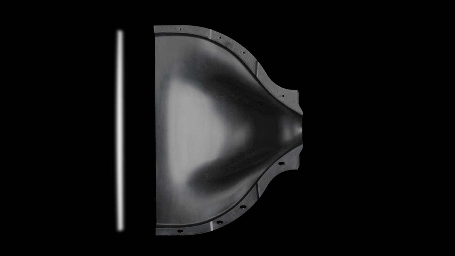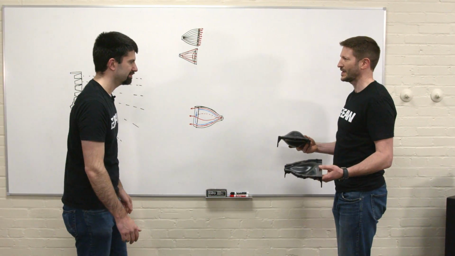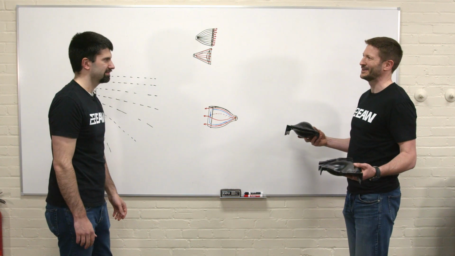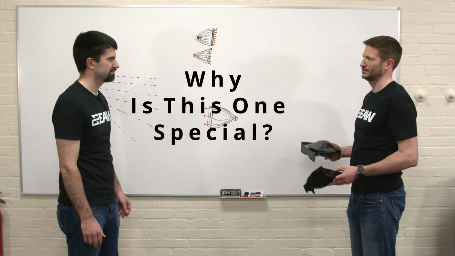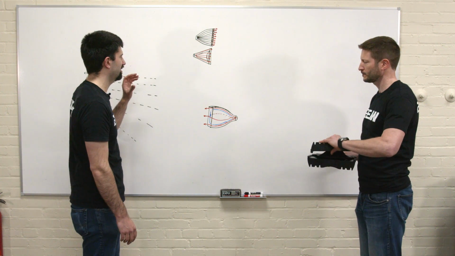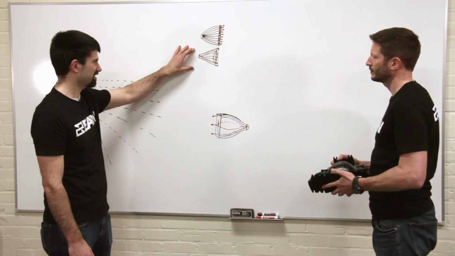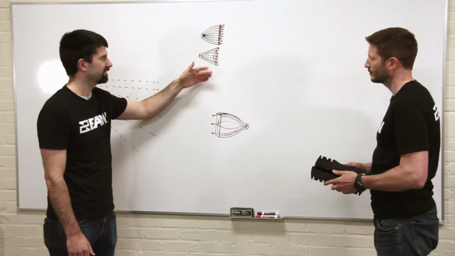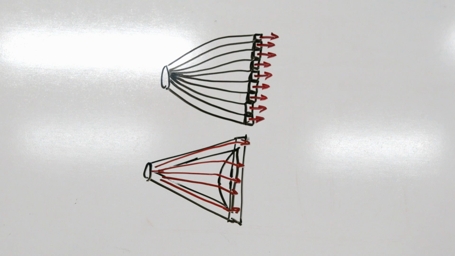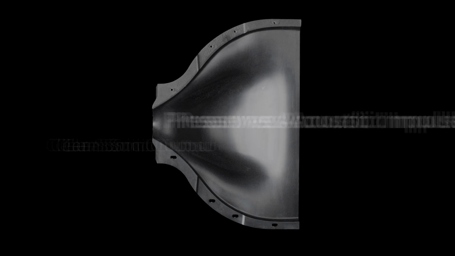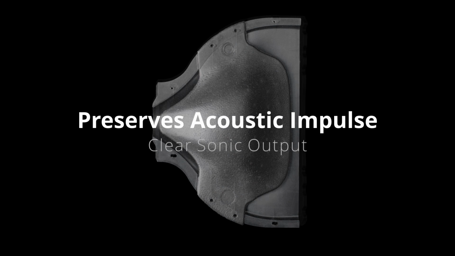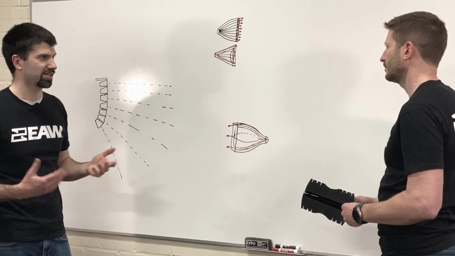Okay, so pretty simple, but I'm imagining every other manufacturer of a line array has to deal with the same problem. So why is this one special? Sure, so some other common waveguide designs are a simpler cone profile that relies on refraction to produce the isophasic effect. Other designs use multiple vanes and apertures, which can result in time smear. EAW's isophasic waveguide is smooth throughout and uses a single core. This helps preserve the acoustic impulse, resulting in clearer sonic output.